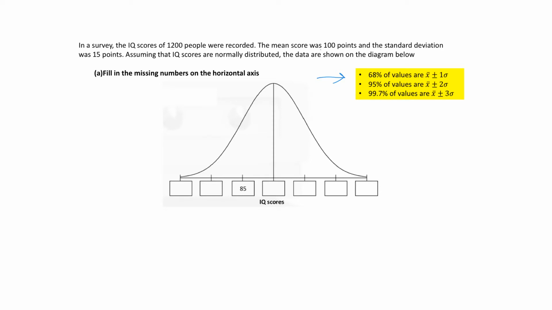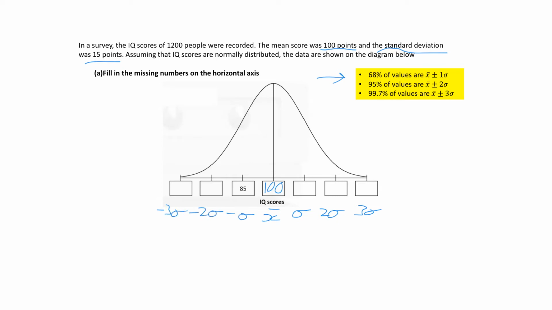We're told we have a mean of 100 points, so straight away that's here, because your mean is always in the middle. Then we have a standard deviation of 15. So that's how they got to 85, because going along here, you can see I've put in 1 standard deviation, 2 standard deviations, 3 standard deviations. It'll be the same on the other side, so minus 1 standard deviation, minus 2 standard deviations, and minus 3 standard deviations.